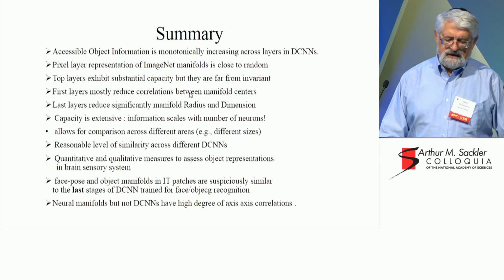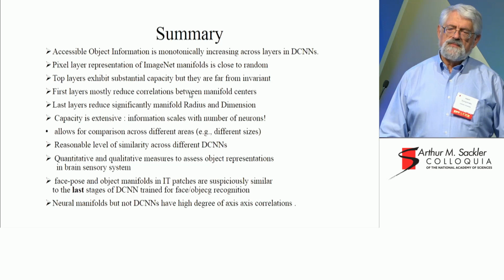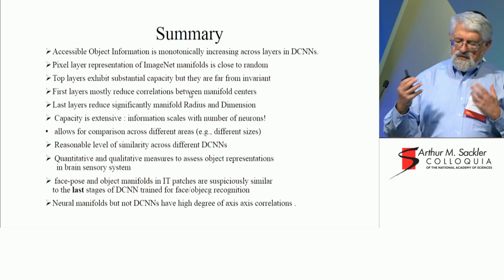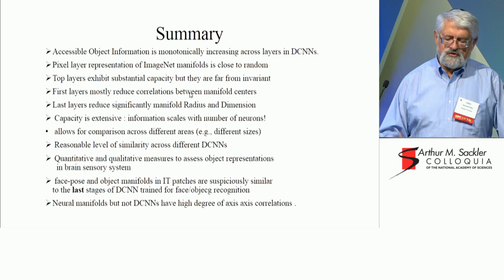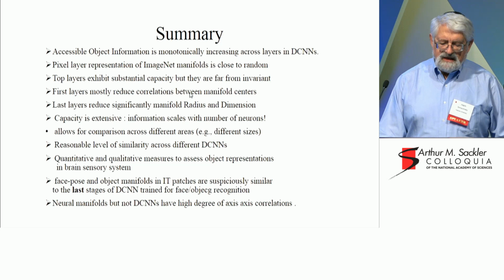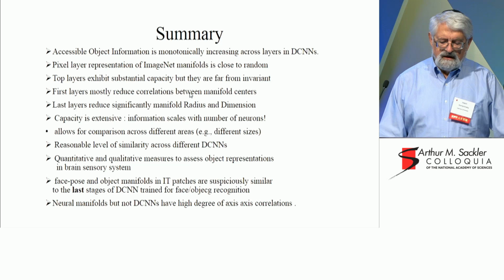I didn't talk about correlation, so I focused on the geometric properties of individual manifolds, but another important set of questions is how the manifolds are aligned with respect to each other, what type of correlations exist. I just mentioned here that the first layers in all the deep convolutional networks that we have measured basically reduce correlations between the manifolds, and the last layers are working on the dimensionality and the capacity.